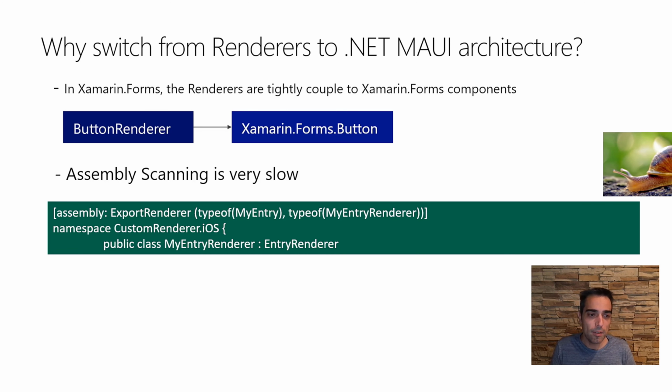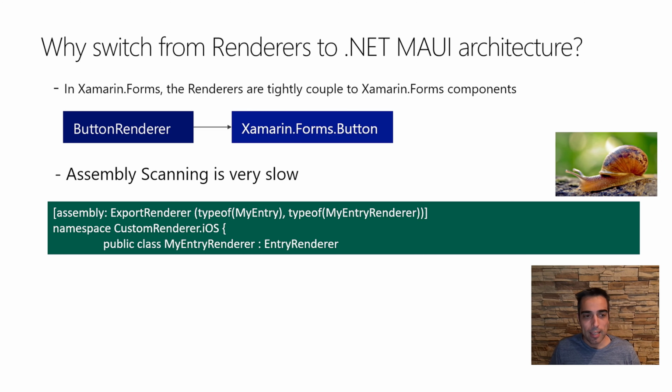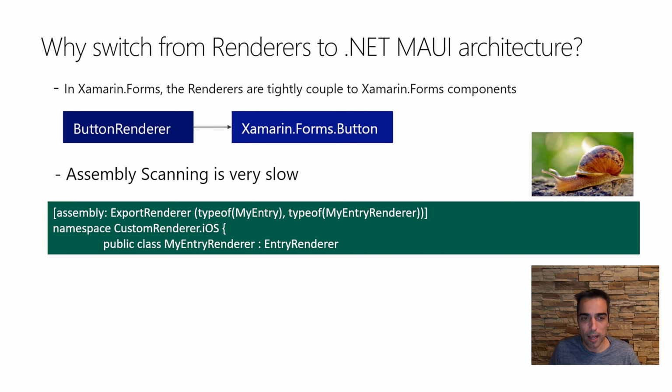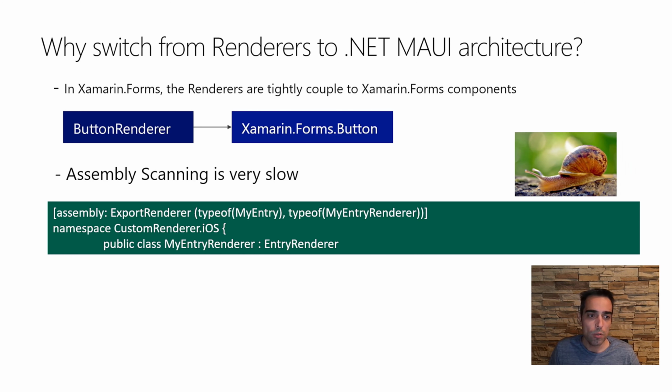And to register the renderers, we use the ExportRenderer attribute in Xamarin Forms. Internally, what was happening here is that Xamarin Forms at startup time was using assembly scanning, reviewing all of your references to see if there is any ExportRenderer attribute. There is an ExportRenderer attribute here, there is an ExportRenderer attribute here. If it finds one of them, it just takes it and uses it to register the renderer that you created, but assembly scanning is very slow and of course has an impact on performance, mostly on startup time.